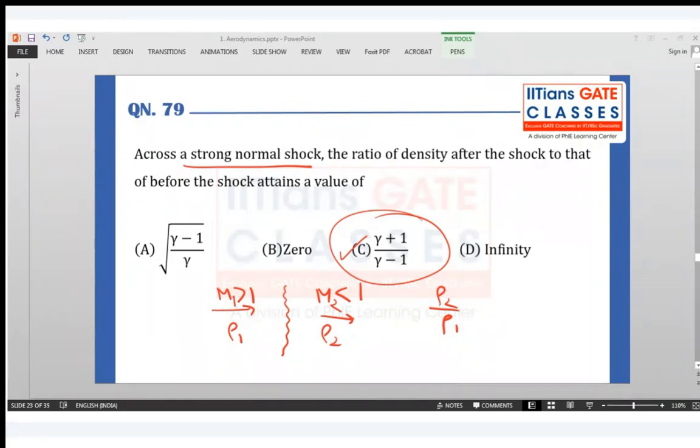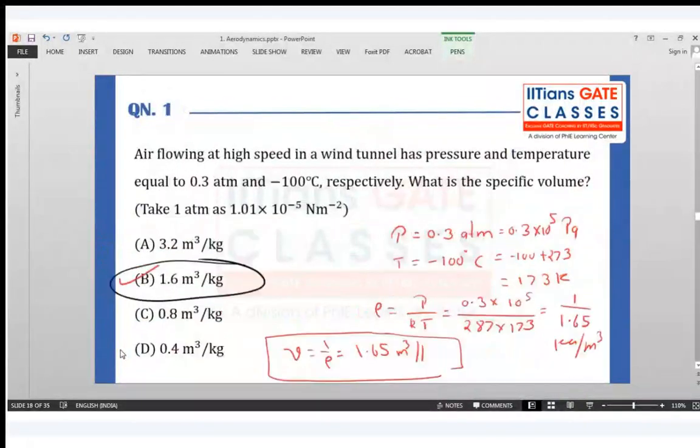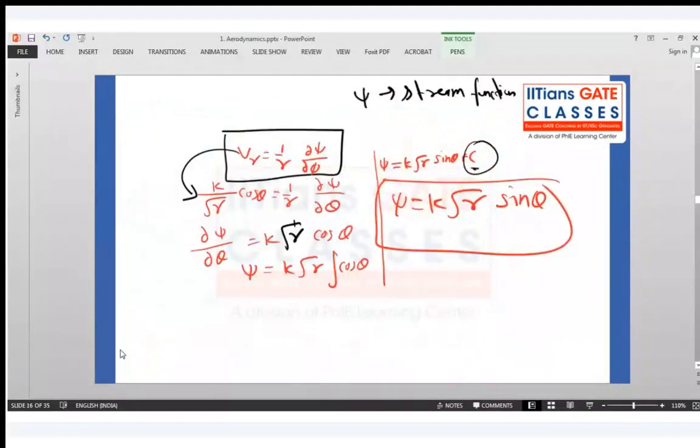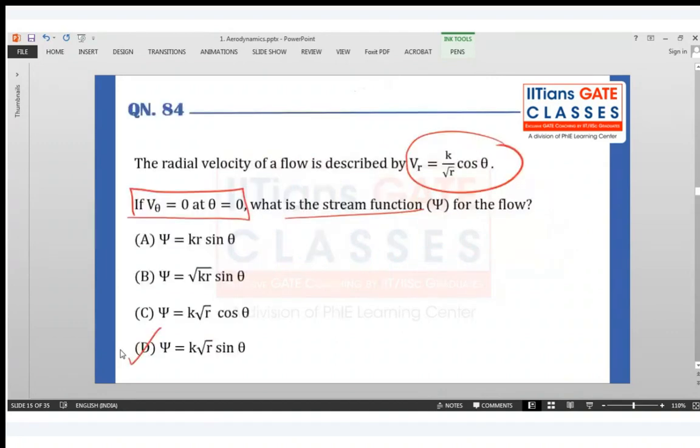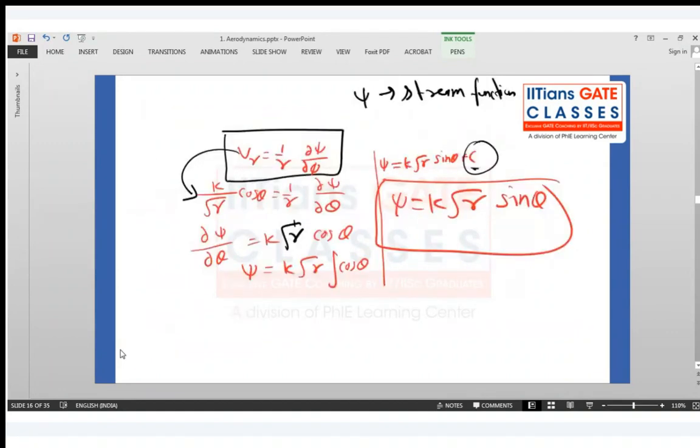Sir, could you go back to that stream function and potential function question again? My computer went off at that point of time. Sure. Here, this is the one. So what you do is take the fundamental formula for the stream function. The radial velocity in terms of stream function is 1 upon r d psi by d theta. You already know V_r, you need psi. Just integrate it. There's a constant c, but since the boundary condition itself is 0, you can ignore that, and you can pick option D as the final answer: K square root of r sine theta.